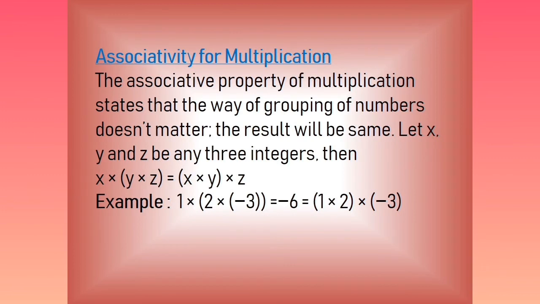Associativity for multiplication. The associative property of multiplication states that the way of grouping of numbers doesn't matter. The result will be the same. Let x, y and z be any three integers, then (x × y) × z = x × (y × z). Example: (1 × 2) × -3 = -6, that is equal to 1 × (2 × -3).